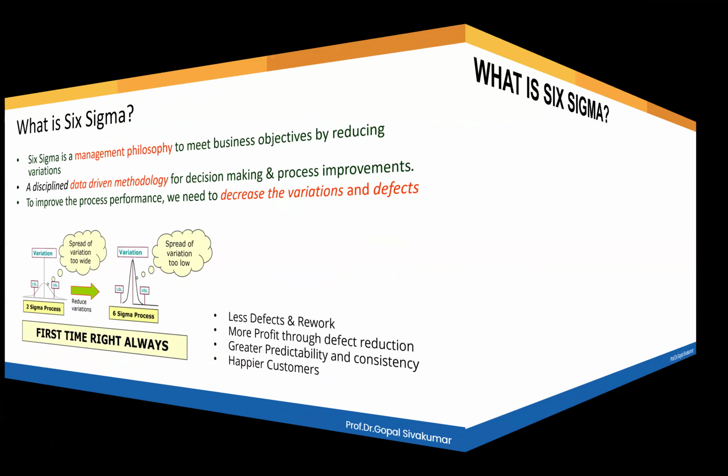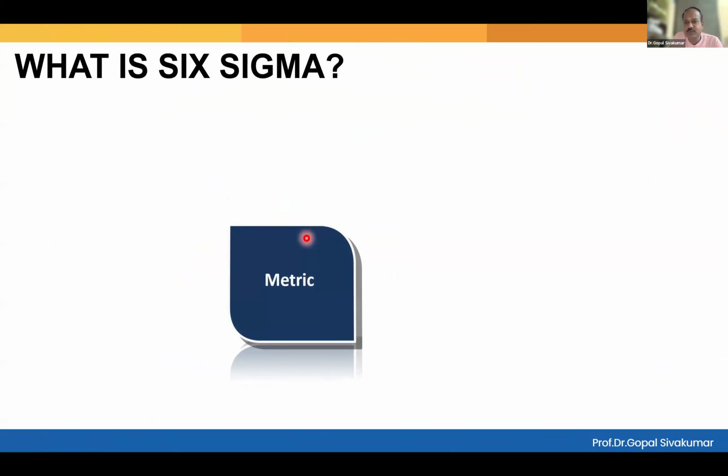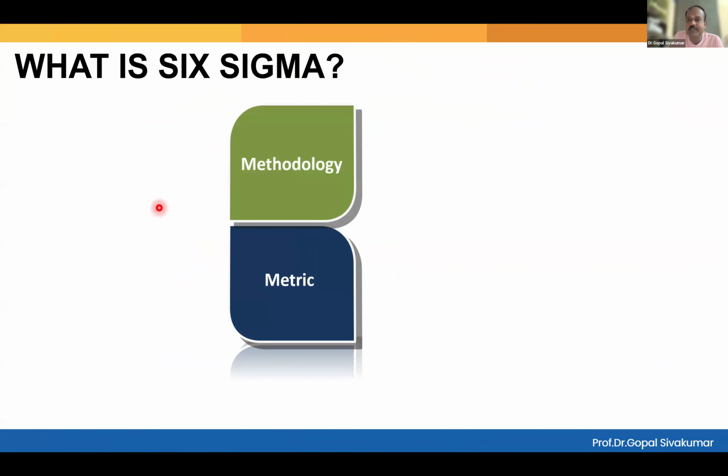So what is Six Sigma? Six Sigma is a metric. It tells you how capable your process is. It tells you what success rate you can expect. It tells you what failure rate you can expect. Six Sigma is also a methodology. What methodology does Six Sigma give? It's a problem solving methodology. The methodology is DMAIC: define, measure, analyze, improve, and control.